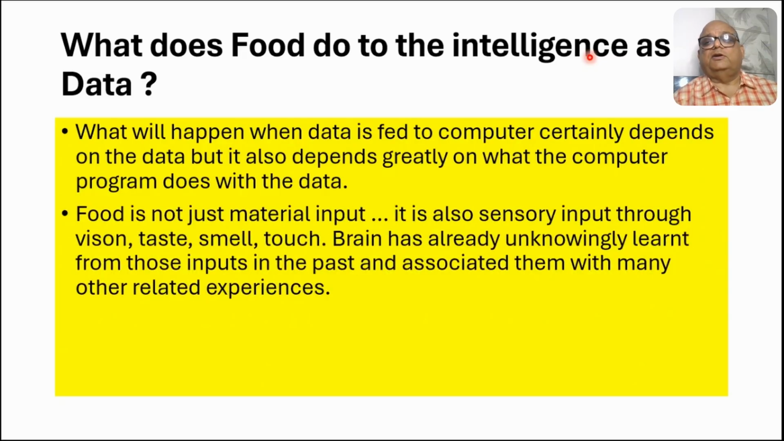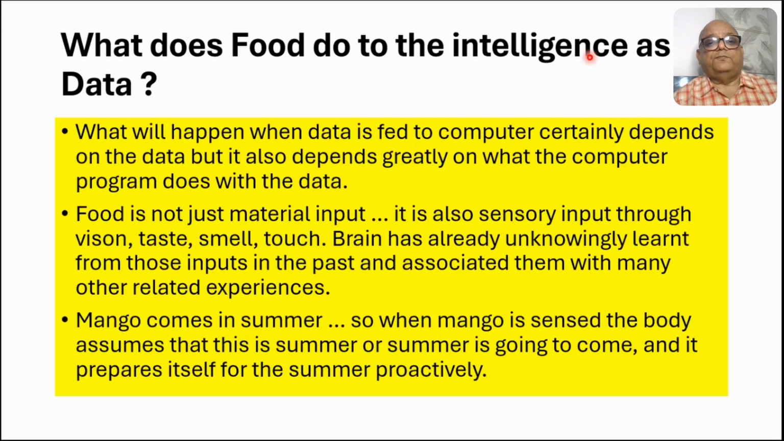Food is not just a material input, it is also sensory input. Through the sense of vision, taste, smell, touch, our brain has unknowingly learned from these inputs in the past and associated them with many other related experiences. For example, mangoes come in summer. In India, they used to come in summer. Of course, even now they come in summer. So when mango is sensed through smell, through appearance, through taste, the body is automatically assuming that the summer is there or summer is going to come shortly. So body is in subconscious preparing itself for the summer proactively.